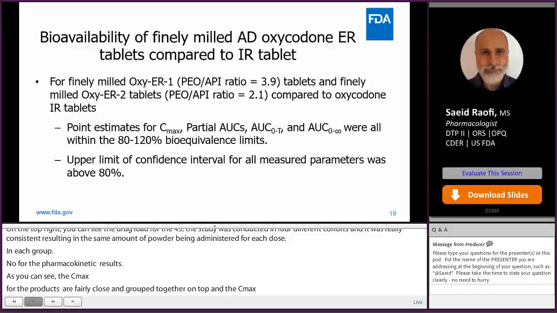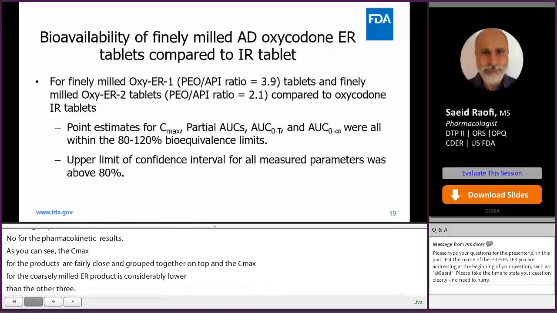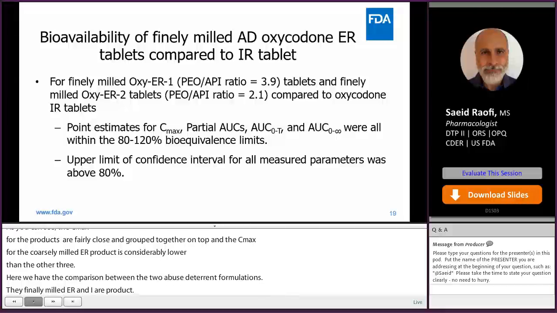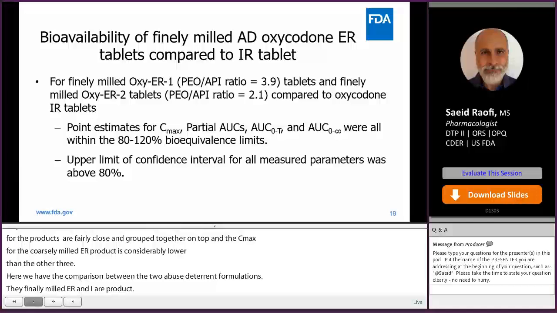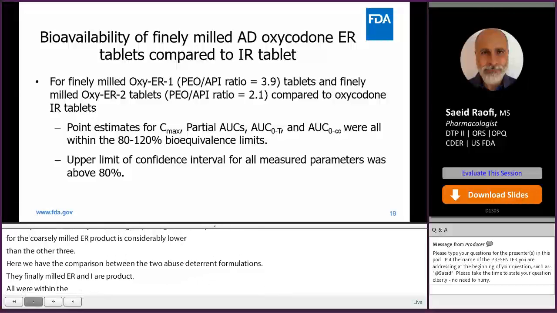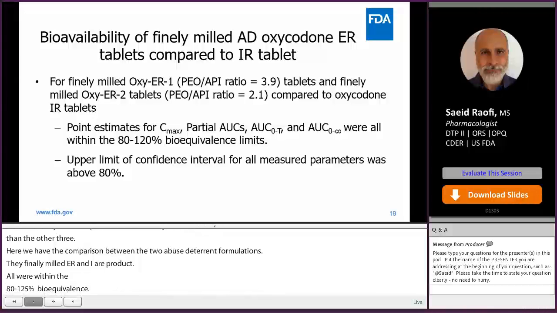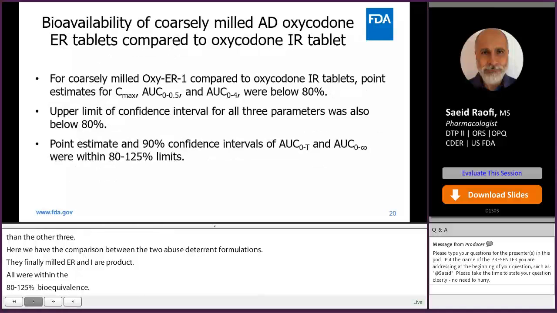Here we have the comparison between the 2 abuse-deterrent formulations, finely milled, and the IR product. The point estimates for Cmax, partial AUC, AUC 0 to T, and AUC 0 to infinity were all within the 80 to 120% bioequivalence limits. I apologize, that's supposed to be 125%. 80 to 125%. 120 is a typographical error. And the upper limit of confidence intervals for our measured parameters was above 80. Recall that here the control is the reference and the 2 abuse-deterrent formulations are the test product.